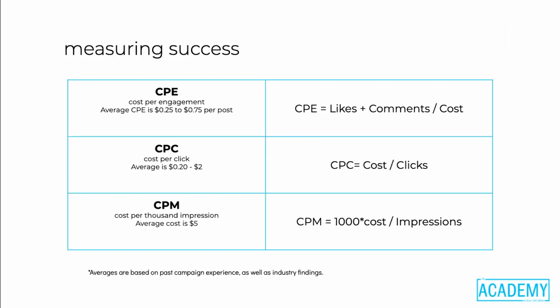In addition to that, we also look at the cost per click, which is the cost of the influencer divided by the clicks, and then the cost per 1,000 impressions. And the average cost here is about $5. So you want to take the cost, multiply that by 1,000, and then divide it by their impressions.